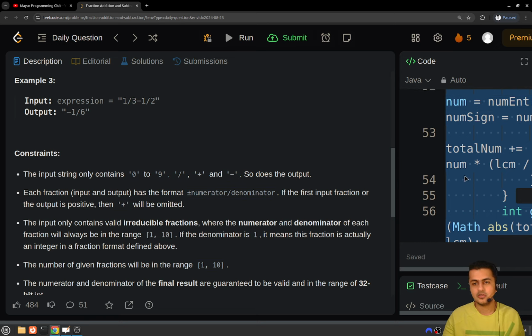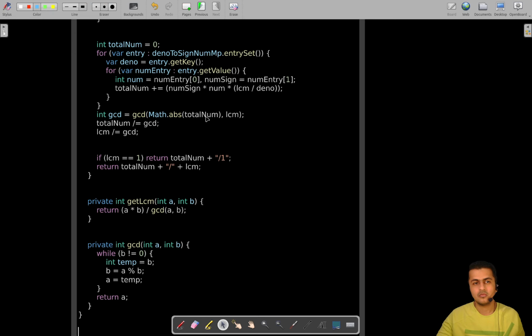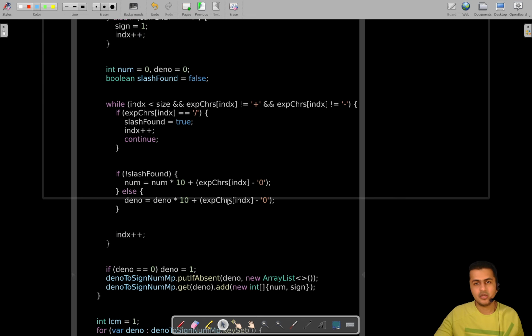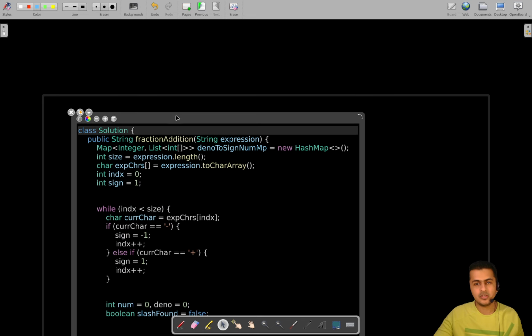So let's copy this code. I know it's a little bit lengthier, but we will be able to understand all of it.